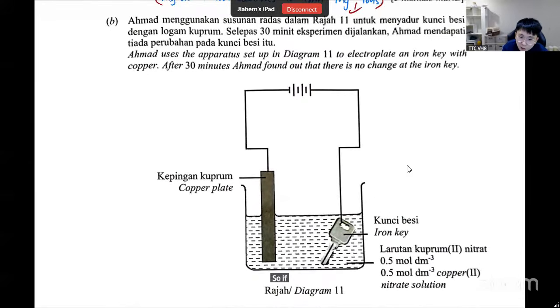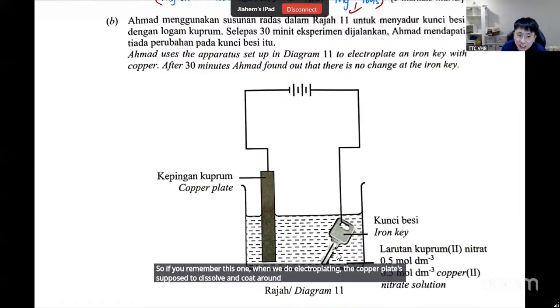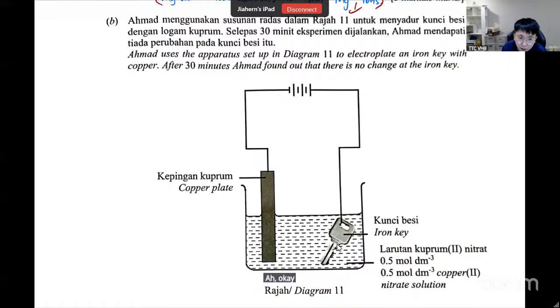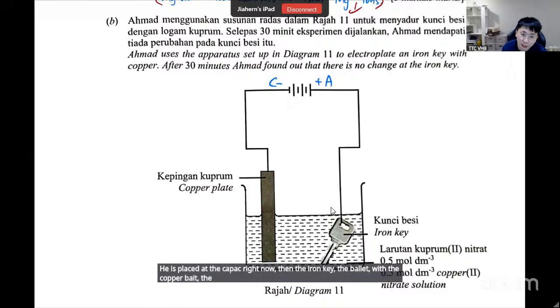So if you remember this one, when we do electroplating, the copper plate is supposed to dissolve and coat around the iron key, right? So right now, the problem is what? The dissolving matter must be at the anode. But look at the battery. Battery long one is positive, short one is negative. Anode is positive, cathode is negative. So copper plate supposed to be at the anode. He is placed at the cathode right now. Then the iron key is swapped with the copper plate, so the electroplating is not occurring.